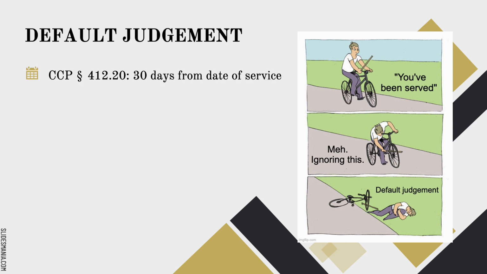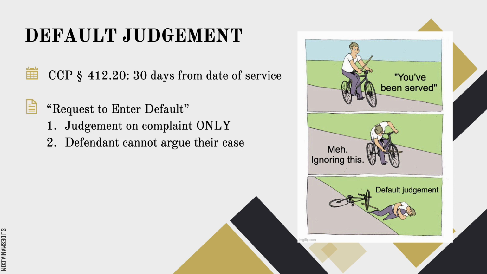After a complaint is served, the defendant has 30 days to respond with an answer, according to the California Code of Civil Procedure, Section 412.20. This 30 days starts after the date of service. If a defendant does not respond within 30 days, the plaintiff can file a request to enter default and move for default judgment. This is when the judge reviews the plaintiff's complaint and can award an amount up to what the plaintiff has requested as relief in their complaint.